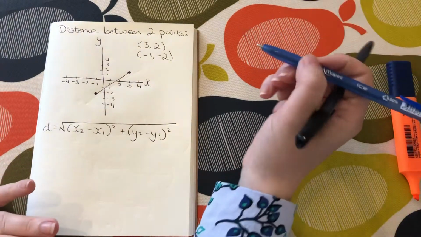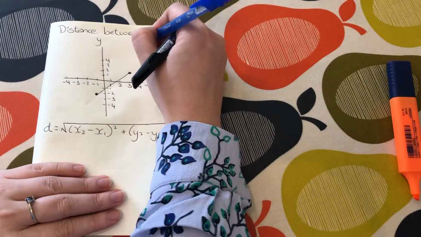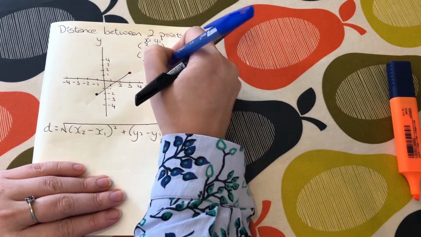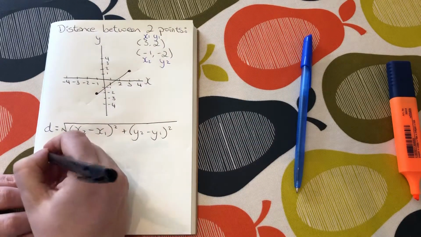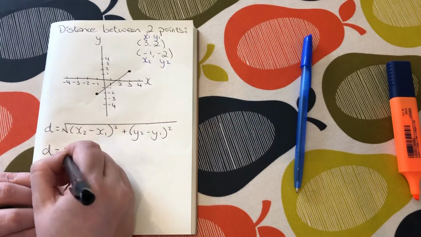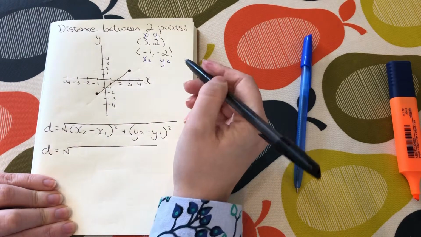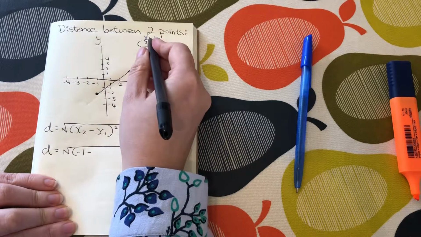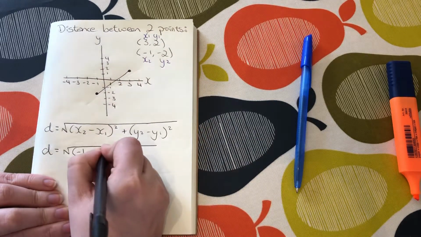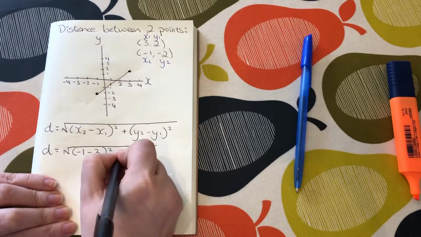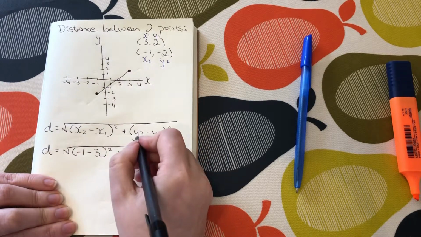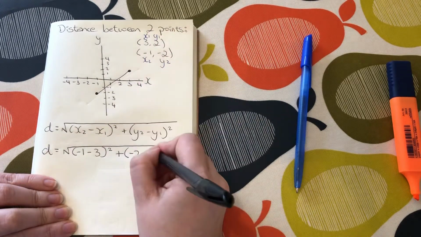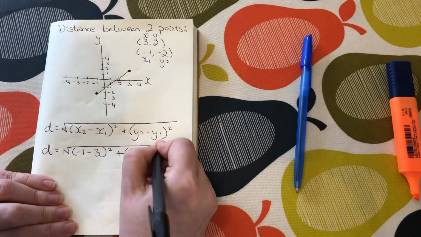So let's label them. That's the first thing we do, is label. So this is going to be x1 and that's going to be y1. This is going to be x2 and this is going to be y2. So let's now sub them in. So D for distance is, leave our square root, x2, so -1 minus x1, which is 3, squared. Don't forget about this or you won't get the right answer. Plus y2, which is -2, minus y1, which is 2. And that's squared as well.